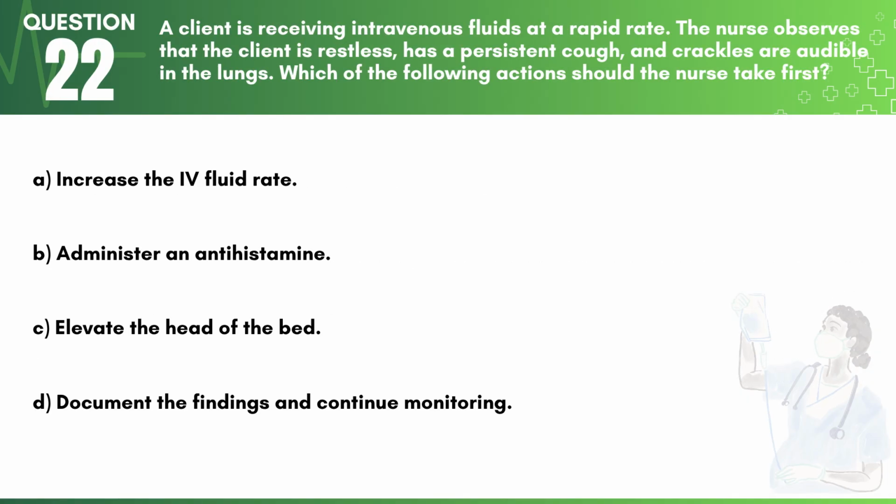Question 22. A client is receiving intravenous fluids at a rapid rate. The nurse observes that the client is restless, has a persistent cough, and crackles are audible in the lungs. Which of the following actions should the nurse take first? A. Increase the fluid rate. B. Administer an antihistamine. C. Elevate the head of the bed. D. Document the findings and continue monitoring.